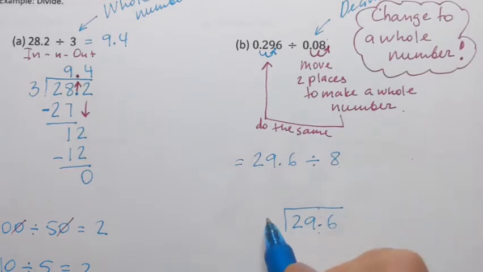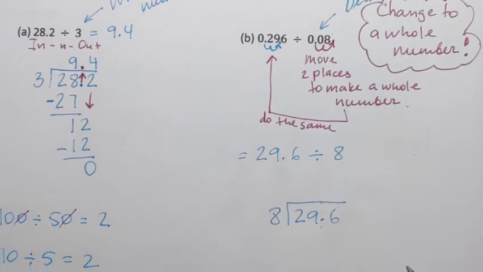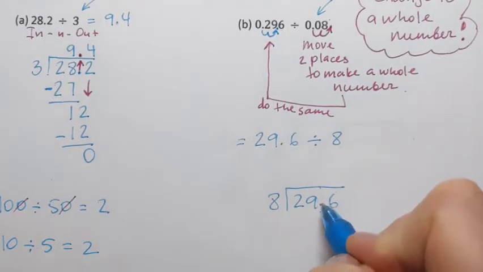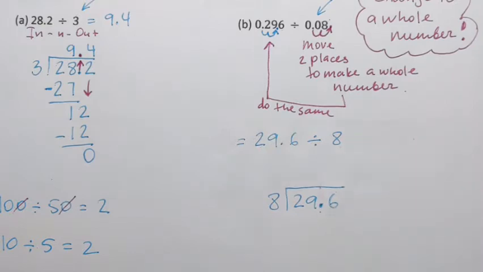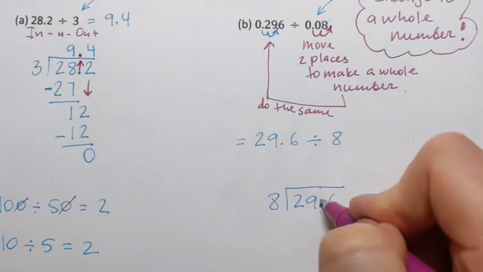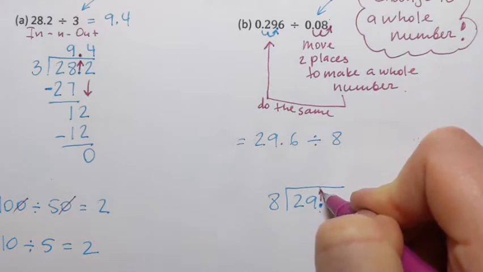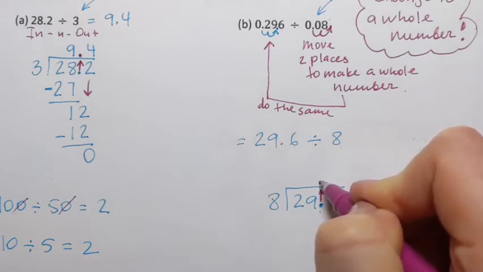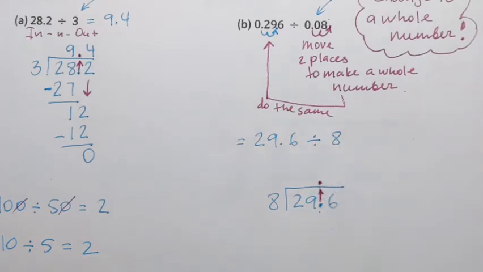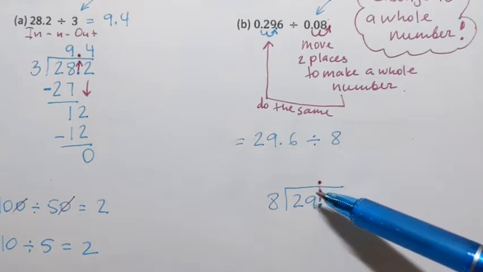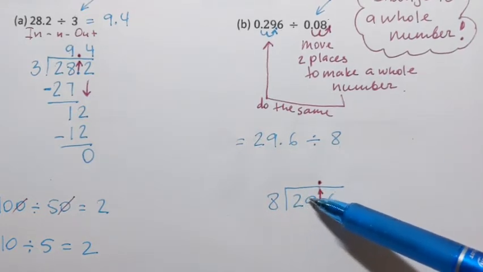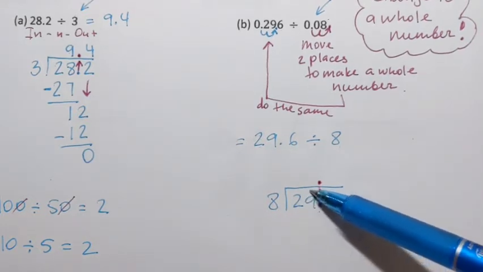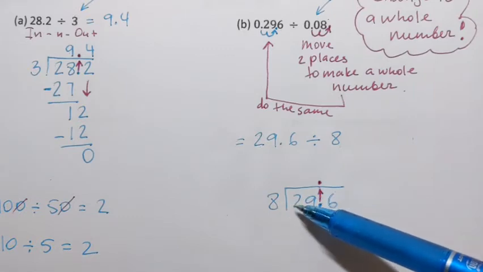29.6, we have to divide by 8. We put it outside. And as you remember, the first rule that we learned is that the decimal point in the answer is right above the decimal point in the number that sits in the box. So I can't divide 2 by 8, but I'm going to pick up 9, so 29. How many times does 8 go into 29?